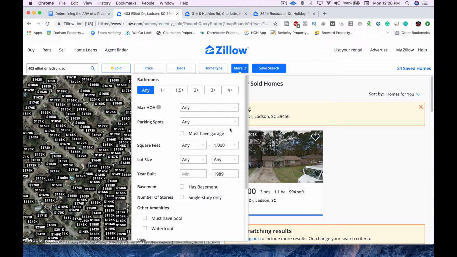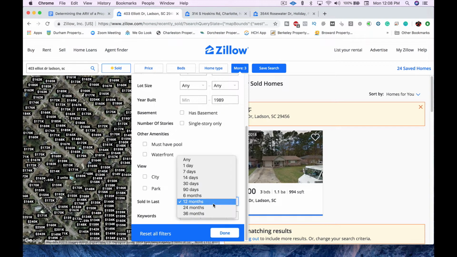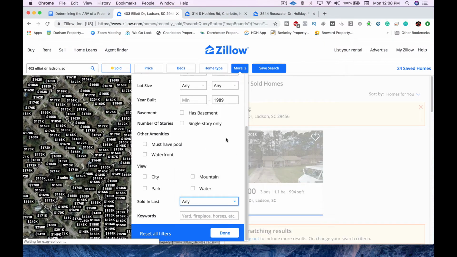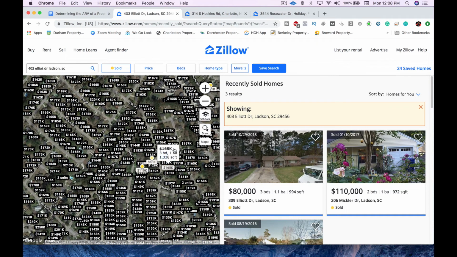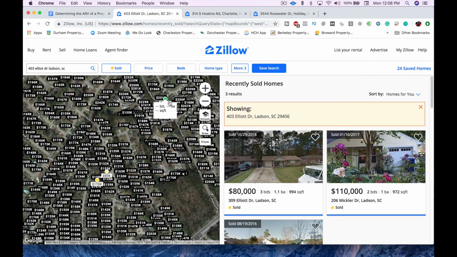One thing I may do to get a sort of gauge on what properties sold for the past couple years is I might go out in my sold date. So I might click any. I know in this area right here, property values haven't shot up that much. The ARV compared to now to a few years ago might be around maybe 5 to 10% more. Not a huge difference. So let's see if that added in some more properties.